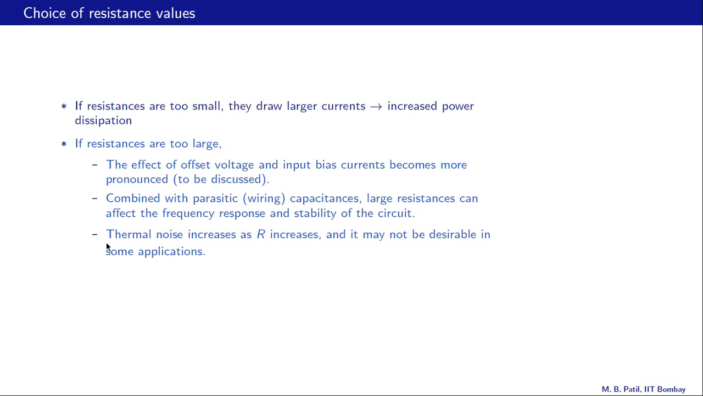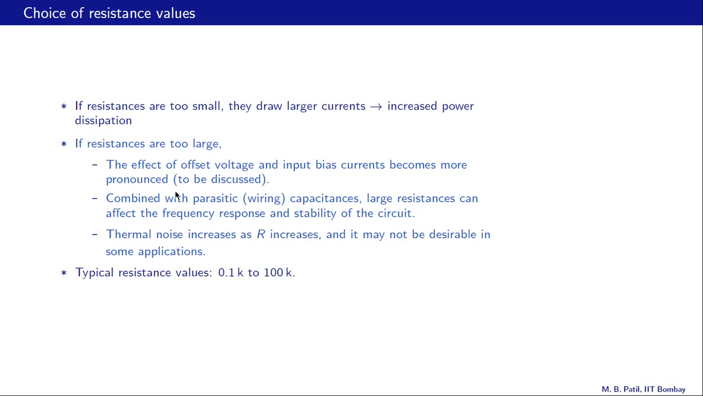Third, there is something called thermal noise. What is the meaning of noise? Noise is a kind of disturbance that rides on our signal voltages, and it is something that we don't want because that corrupts our signal. Now this thermal noise increases as the resistance value increases, and it may not be desirable in some applications.